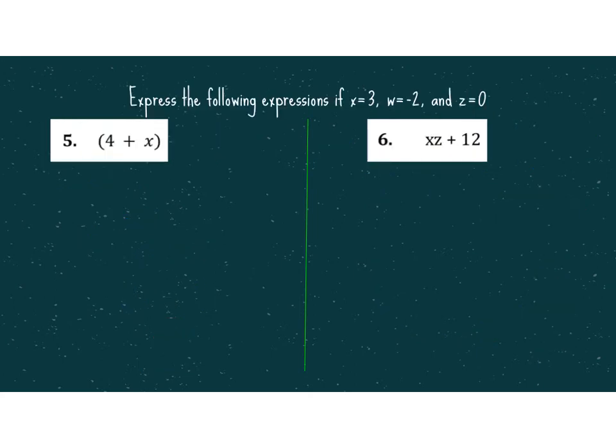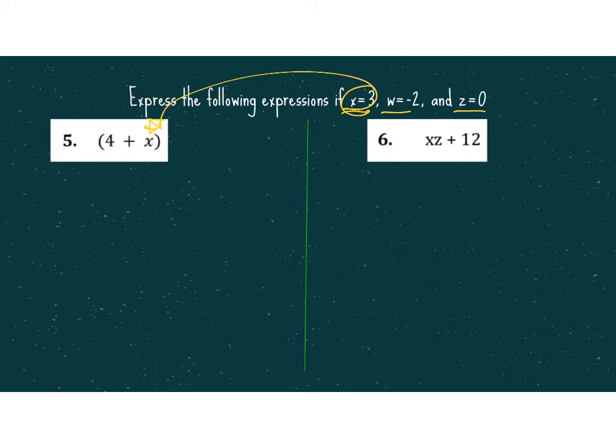Okay, a couple more here. We're going to take a look at number 5. It says evaluate the following expressions if x is equal to 3, w is equal to negative 2, and z is equal to 0. So now I have some substitution going on here. When I have a variable and I know what that value is, I can go ahead and substitute that variable out. So in number 5, I'm gonna do that.